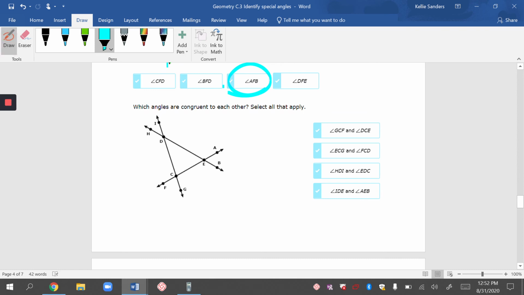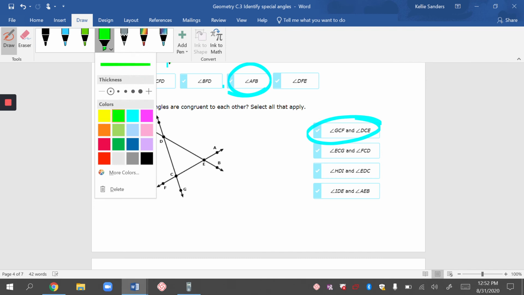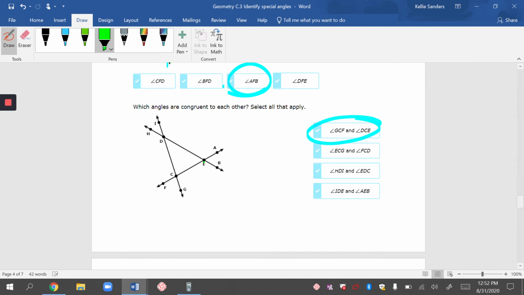Which angles are congruent to each other? Select all that apply. So we have to do it step by step again. GCF and DCE. Yes, those two angles are congruent because they are vertical. ECG, FCD. Yes, those two angles are vertical. They are congruent.